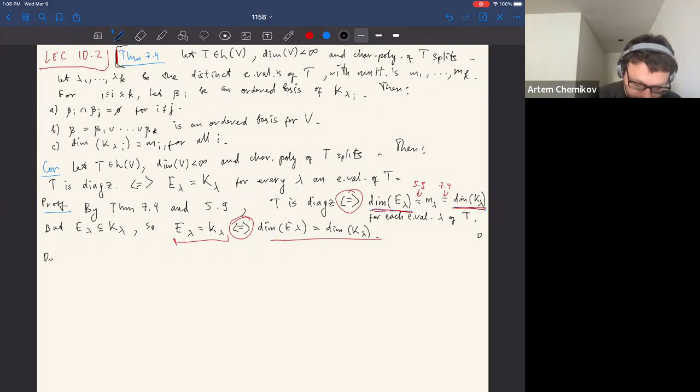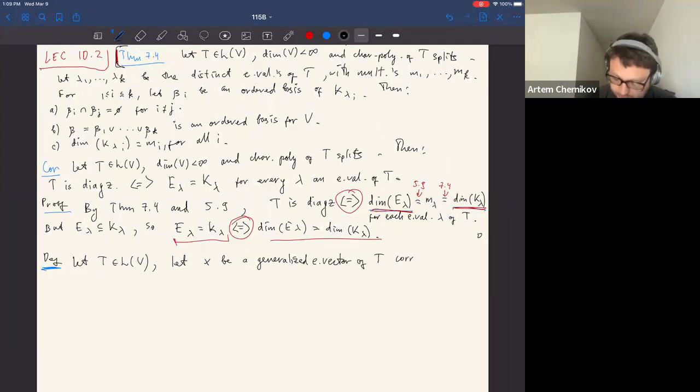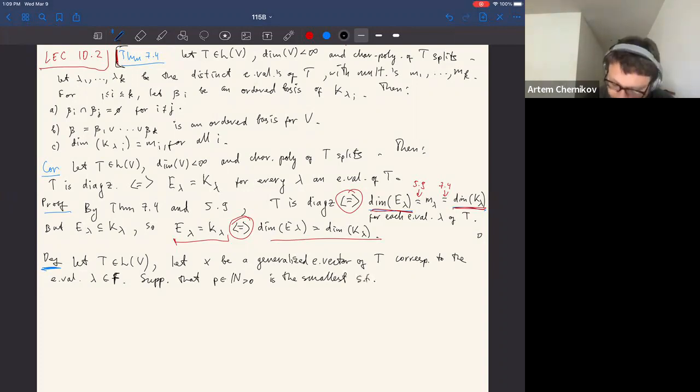Now, in view of theorem 7.4, we first should learn how to select a suitable basis for generalized eigenspaces. So let me make a definition towards that purpose. Assume that T is a linear operator on V, and let x be a generalized eigenvector of T corresponding to the eigenvalue lambda in F. So fix a generalized eigenvector x and suppose that p is a positive integer which is the smallest such that (T minus lambda I) to the power p evaluated on x is equal to 0.